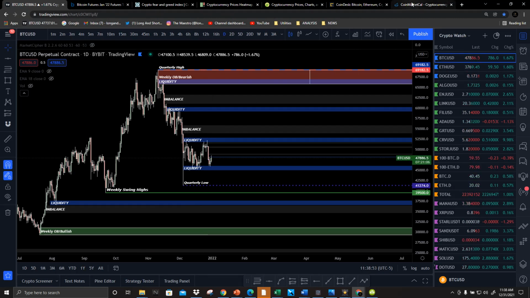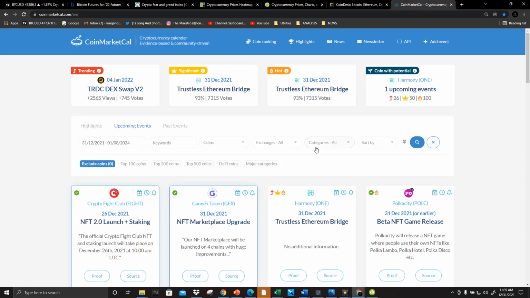So let's cover it for a second. And then we'll dive into what's happening with Bitcoin and my predictions for going into January in the first quarter of 2022. So first place I start is a website called CoinMarketCap. Now, this isn't necessarily for me to apply things to the chart. It may be, but typically not.